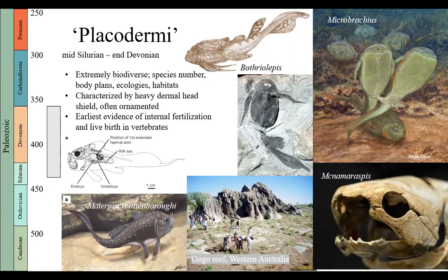You might think that's a mammal thing. It is not just a mammal thing. But Materpiscis is this early placoderm that we have the fossil of, and she's got a little tiny version of herself preserved inside of her abdominal cavity, which is really, really cool. So not only the earliest evidence of internal fertilization, but also live birth in any vertebrate is a placoderm. Very cool.